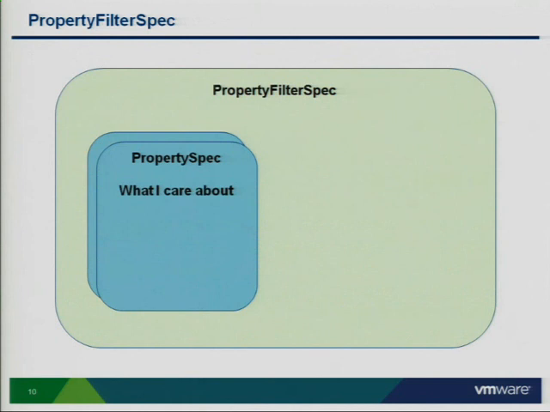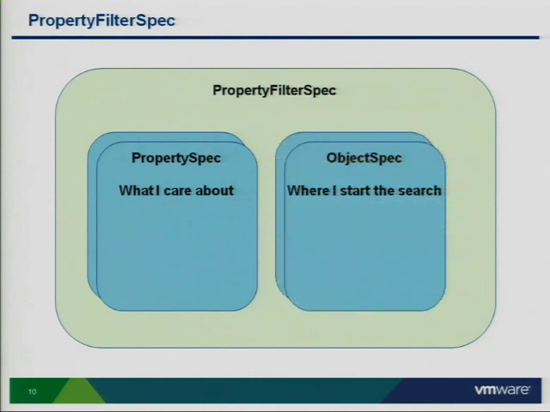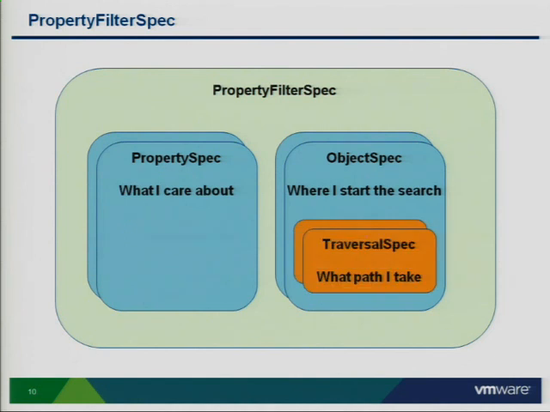So again, property filter spec, you specify what you care about in property spec. It's an array. So within one property filter spec, you can have any number of property specs. Same thing holds good in the object spec as well. So when you start at root folder, for each object spec, you can say, okay, within this filter spec, this is where I want to start. This is where I want to start. And in the traversal spec, you say what is the path that the property collector needs to take in order to get to what I want, type of thing.